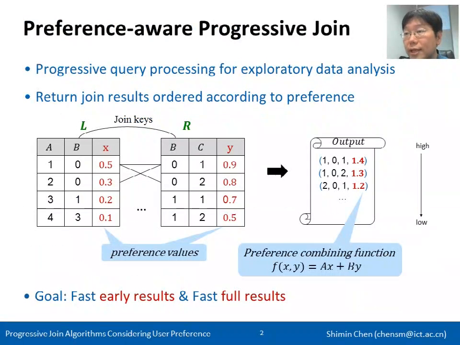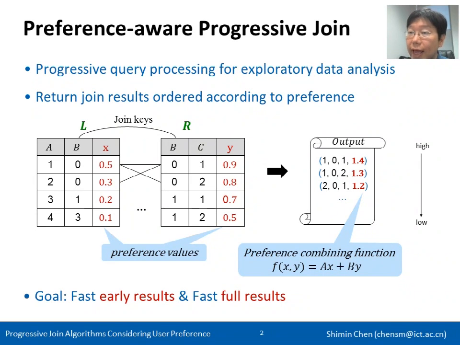Progressive query processing is a new attractive paradigm for exploratory data analysis. In this work, we consider the case where users want to progressively see join results which are ordered according to user preference. This figure shows a two-way join between tables L and R.